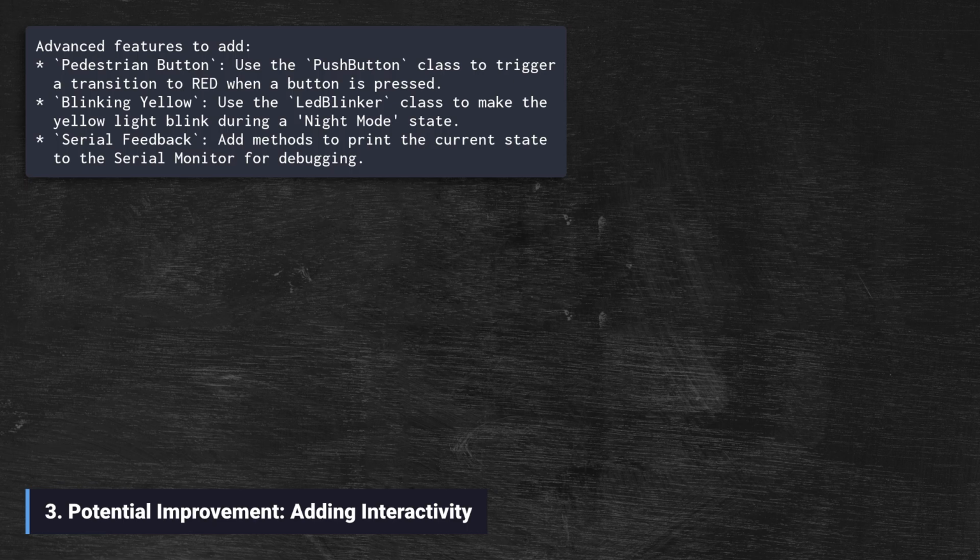You could also integrate the push-button class we examined earlier. By adding an express check in your state machine, you could allow a pedestrian to request a light change, making the system reactive to real-world inputs.